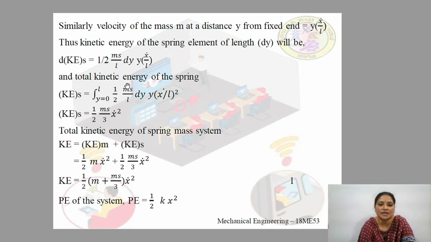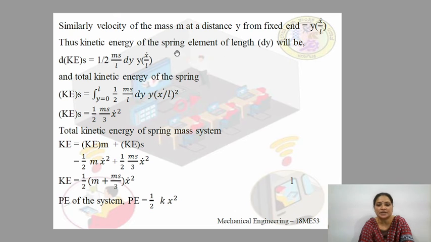Using the above equation of displacement, we can write the equation for velocity as: velocity at a distance y from the fixed end will be equal to y into x dot by L, where x dot represents the velocity. Now we have the equations for displacement and velocity. So therefore, we can write down the equations for kinetic energy and potential energy. Considering the kinetic energy first.